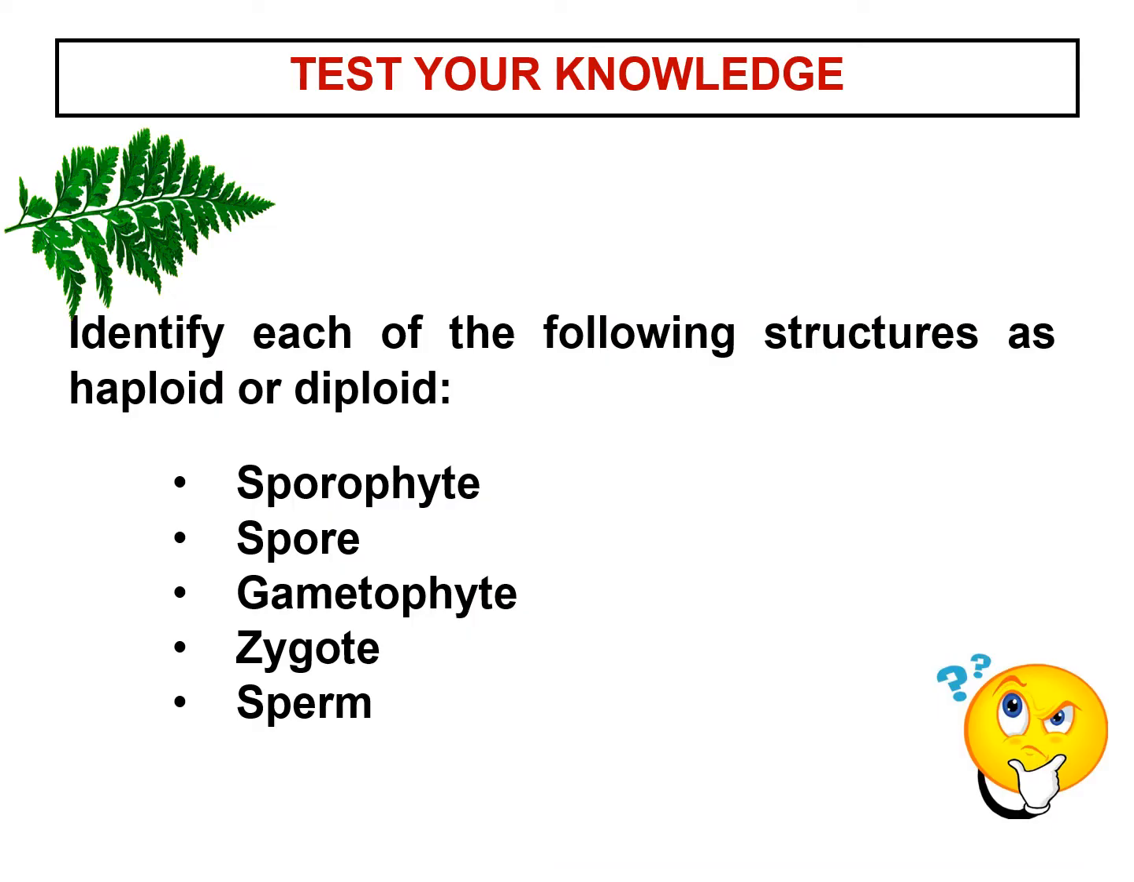Identify each of the following structure as haploid or diploid. Sporophyte, haploid or diploid? Surely sporophyte should be diploid. What about spore in Pteridophyta? Spore in pteridophytes, they are haploid. Kalau dalam bryophytes, dia boleh haploid, dia boleh diploid. Gametophyte, of course, dia haploid. Zygote, diploid. Sperm, haploid.